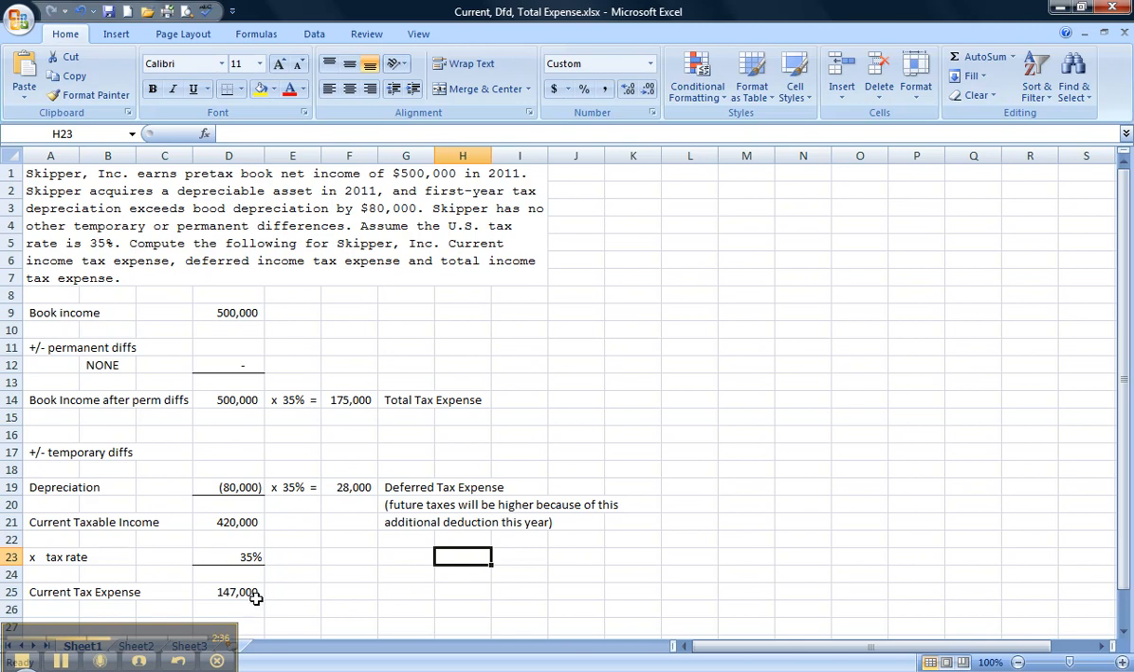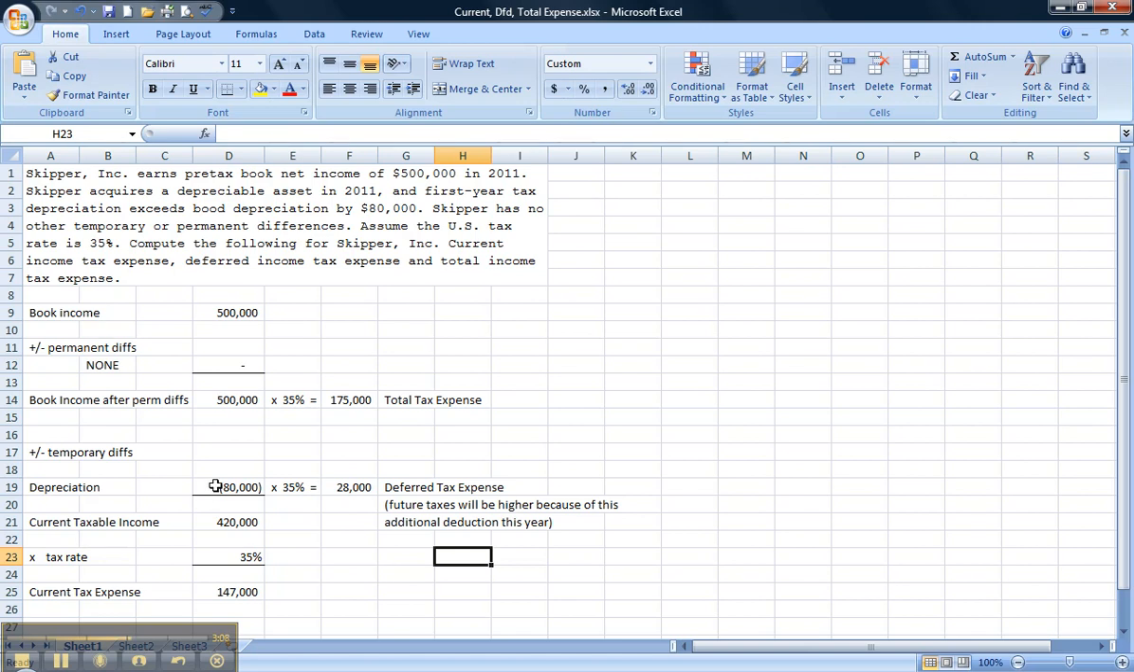The deferred piece is saying what is going to happen in the future because of the events, the temporary differences that exist this year. Because we have a reduction in tax this year, this $80,000, we are going to expect to pay more tax in a future year whenever book depreciation exceeds tax depreciation. Because we know depreciation for the life of an asset is going to be the same for book or tax. It's just when does that depreciation get recorded. You have straight line for book, double declining balance method for tax. That means you have different amounts per year, but in total it'll be the same.